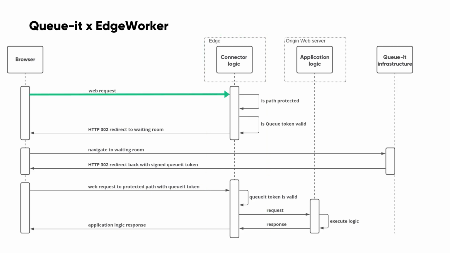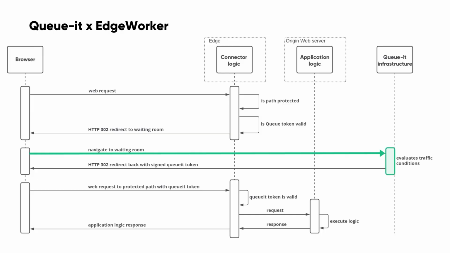When a visitor makes a request, the Hewitt connector performs two quick checks. Is the request targeting a path protected by Hewitt? And if so, does the visitor already have a valid queue token? If the request is protected and the visitor doesn't have a valid token, they're sent to Hewitt using a 302 redirect. At this point, Hewitt evaluates the traffic conditions.